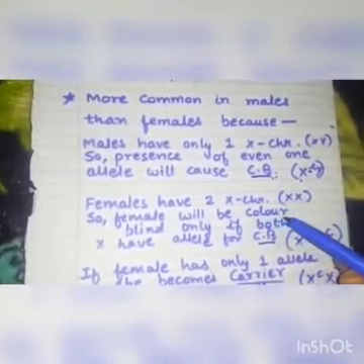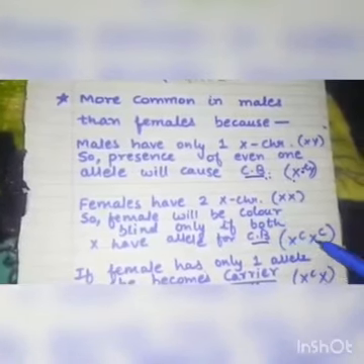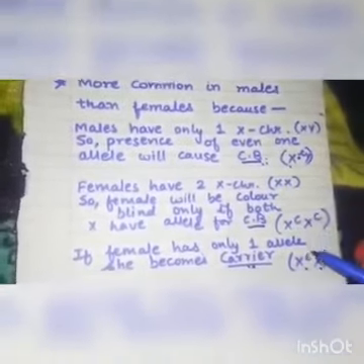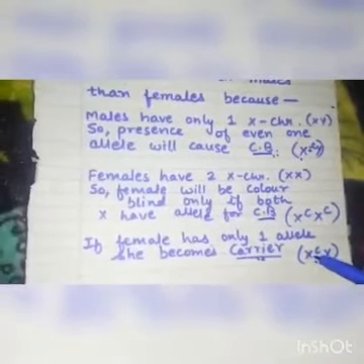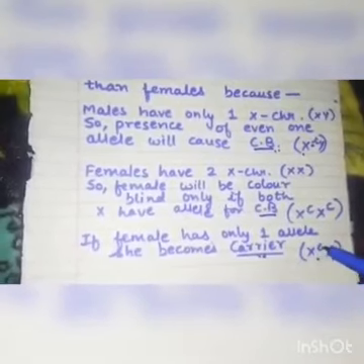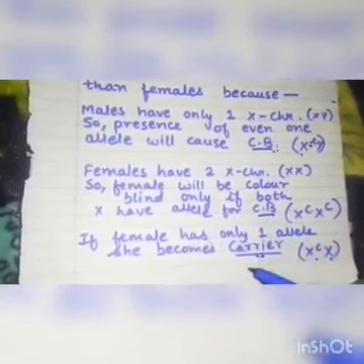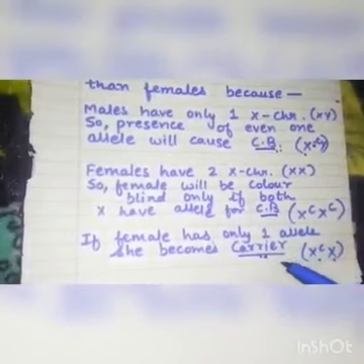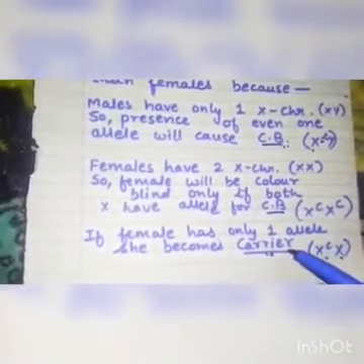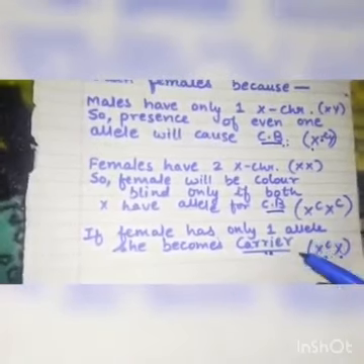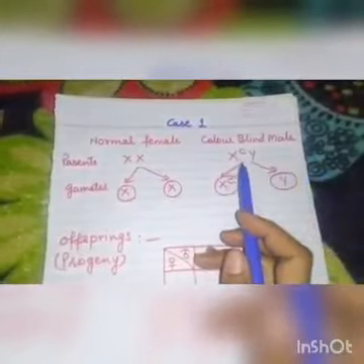So a female will be color blind only if both X chromosomes have alleles for color blindness. That means XcXc. But in this case, you see, only one X is having color blindness and the other X is normal. In this case, the female will be a carrier. So if a female has only one allele, she will be a carrier. She will transmit the disease from one generation to another generation. Next, we move on to the different types of inheritance of color blindness.